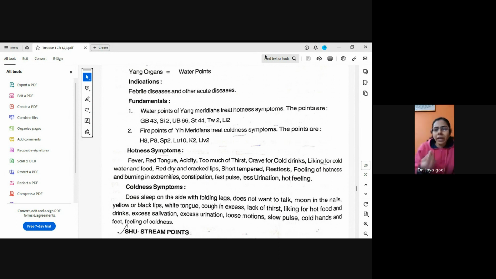Lips become red, dry and cracked because of the dryness. These are the symptoms for hotness. Along with these symptoms, the person will be short-tempered and always restless, with a feeling of hotness and burning sensation in the extremities. These are some symptoms in which we give the water points of the yang meridian.